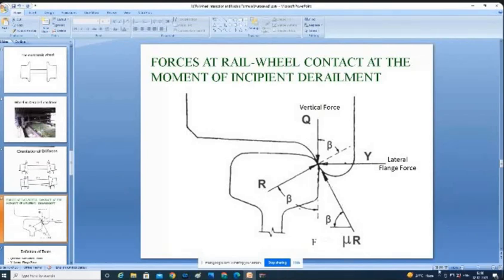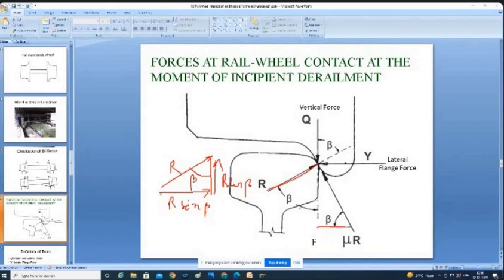Now, as per engineering, you can resolve the components. Say this is R, which is an inclined force acting at a beta angle. Any inclined force I can resolve into one horizontal force and one vertical force. Suppose this is beta and this is R, this will be R sin beta, this will be R cos beta. Similarly, F also we can resolve into F sin beta and F cos beta.